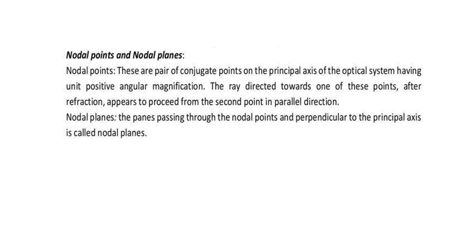Nodal points and nodal planes. Nodal points: these are a pair of conjugate points on the principal axis of the optical system having unit positive angular magnification. The ray directed towards one of these points after refraction appears to proceed from the second point in a parallel direction. Nodal planes: the planes passing through the nodal points and perpendicular to the principal axis are called nodal planes.